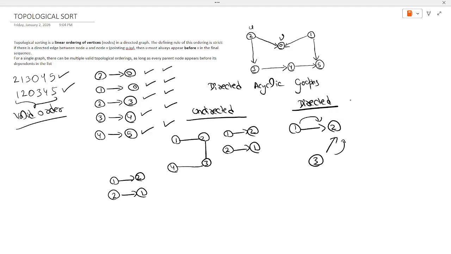Now let us understand what is meant by a directed acyclic graph. A directed acyclic graph is a directed graph which does not contain a cycle, which means topological sort is only possible for a directed acyclic graph. If there is a directed graph but it contains a cycle, then topological sort is not possible for that particular graph. So let us understand why.